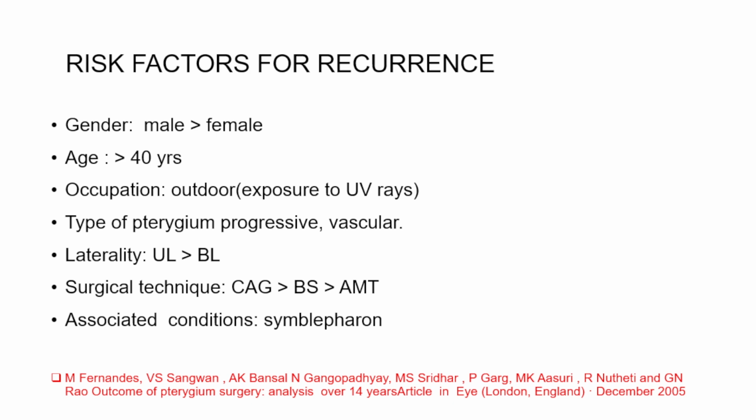In the adjuvant usage, they can also cause immune-mediated reactions; they themselves can perpetuate recurrence. It is mostly seen in males above 40 years of age, outdoor working people. If it is a progressive vascular pterygium previously, the recurrence rate is more, and it is mostly seen in unilateral conditions rather than bilateral pterygium. The surgical technique itself is a risk factor for recurrence. In the bare sclera technique, it is most common, and it is lesser in conjunctival autograft. And if it is associated with other ocular conditions like symblepharon, recurrence is common.